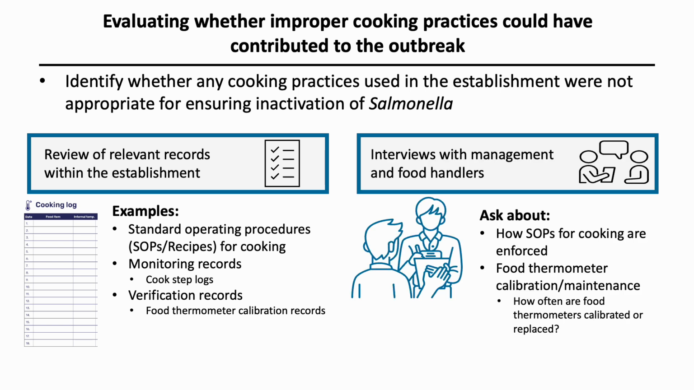To supplement this review of records, investigators should also conduct interviews with both management and food handlers at the establishment and ask questions about 1. How SOPs for cook steps are enforced, 2. Any potential inconsistencies in SOPs and monitoring or verification records, as well as other questions about 3. Food thermometer calibration and maintenance. Whenever possible, investigators should observe or ask food handlers to demonstrate the cooking procedures.